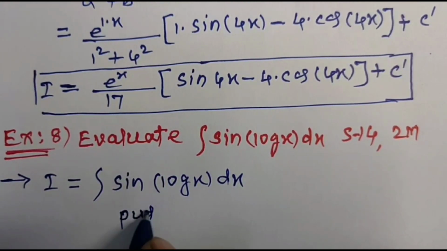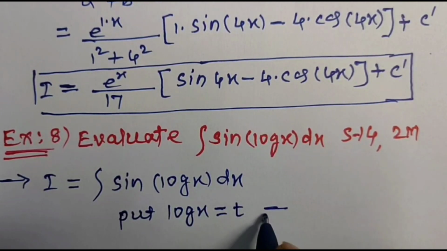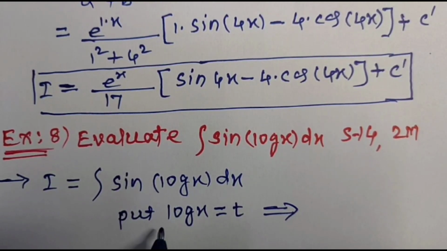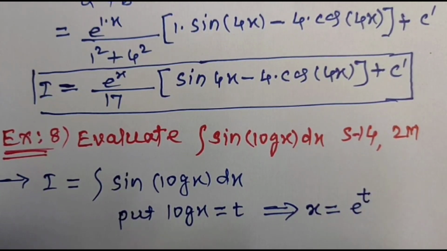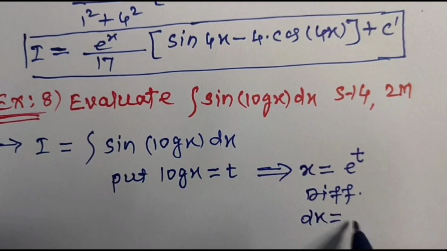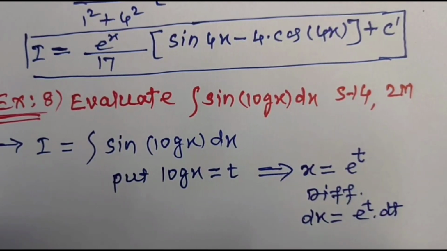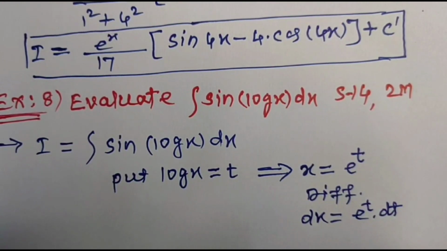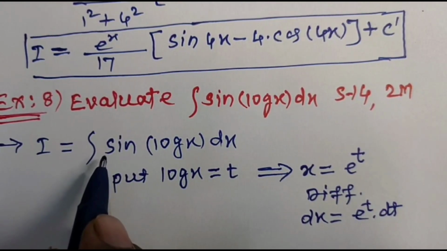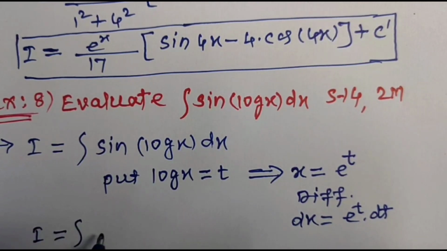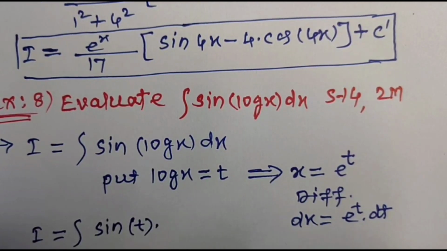Put log x is equal to t. This implies, by the property of logarithm, if we take exponential on both sides, this gives x is equal to e to the power t. Okay, log x is t, then x is equal to e to the power t. Then what will be dx? Differentiating this gives dx. Dx is equal to e to the power t dt. This is the value of dx. Log x is t. Now put dx and log x in this integral, then I is equal to integral of sine t, dx is e to the power t dt.